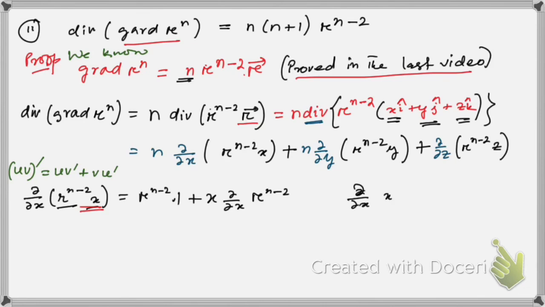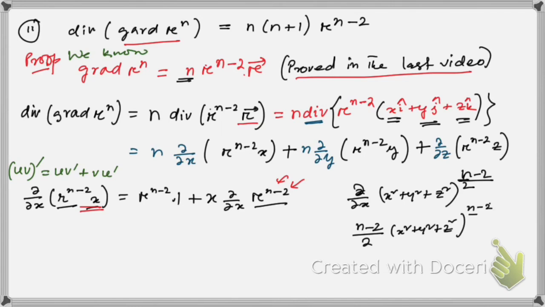If you find the derivative of r to the power n minus 2, r is x square plus y square plus z square whole to the power half, right? As you can see, here we have n minus 2, so that's why it's going to be n minus 2 by 2. Now if you differentiate it, you will get n minus 2 by 2, x square plus y square plus z square to the power n minus 2 by 2 minus 1, that's going to give you n minus 4 by 2, right? And function of function, if you differentiate this with respect to x, y and z should be taken as constant. So the derivative of x square is twice x, the 2 cancels here.